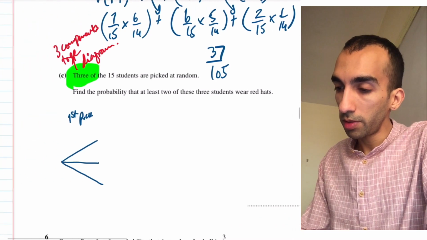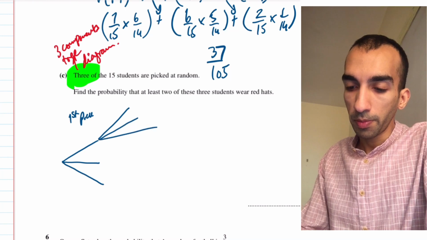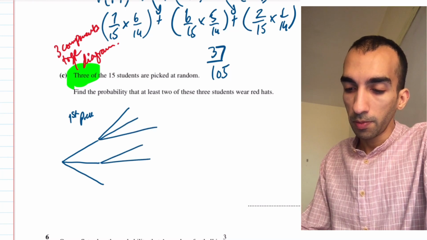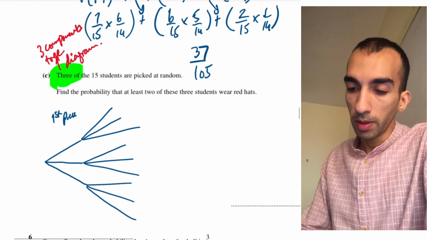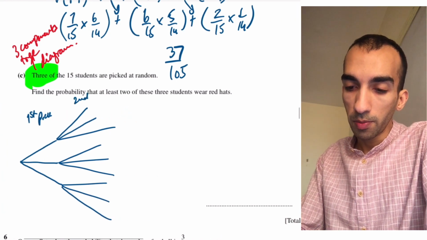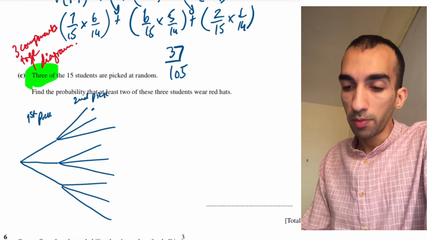How many marks is this? 4. No wonder. That's our second pick. And the third pick is going to be even longer.